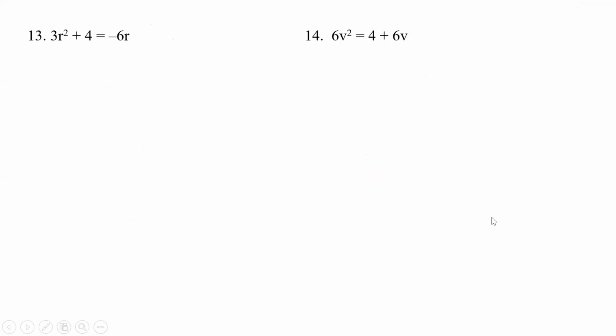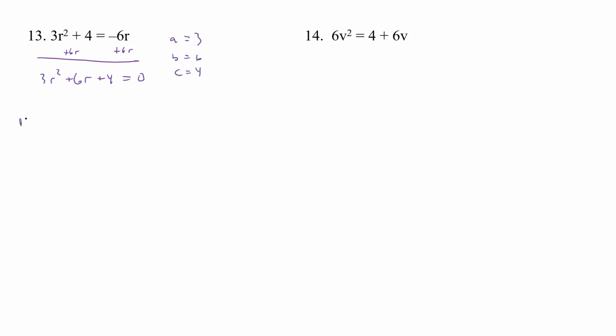All right, a couple more like this, which is how they've been. And so what we're going to do is add 6r in this case to both sides to get that 0 on the right side. So it gives us 3r squared plus 6r plus 4 equals 0. So a equals 3, b equals 6, c equals 4.